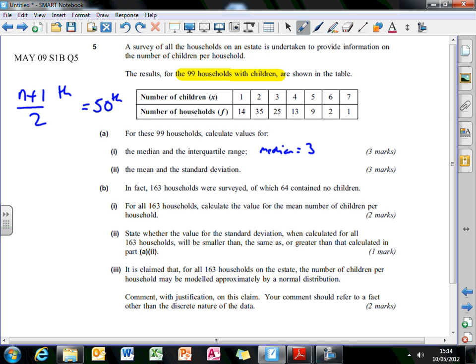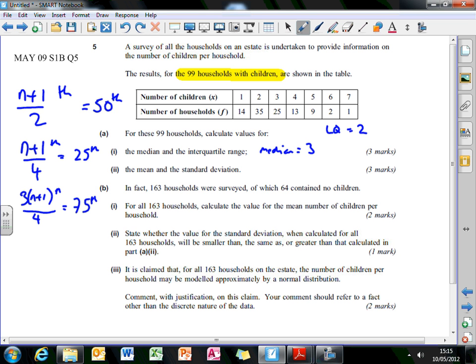The median is 3. Now the interquartile range, so you need the upper quartile and the lower quartile. Again, the lower quartile is the n plus 1 over 4th one, and the upper quartile is the 3 times n plus 1 over 4th one. So with n being 99, that's 100 over 4, the 25th one, and the upper quartile is 3 times that, the 75th one. So again, keep your running total. The 25th one will be one of the 35 households who had 2. So the lower quartile would be equal to 2.